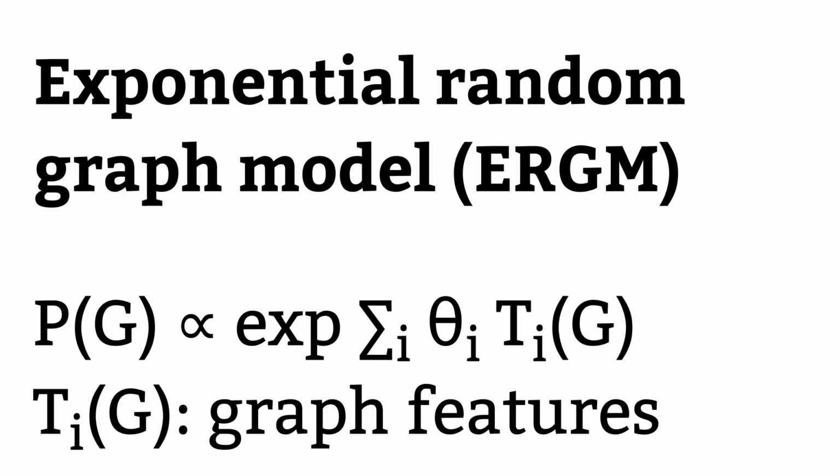The exponential random graph model allows us to specify which graph properties we expect. It assumes the log probability of a graph is a linear combination of graph features, and you are free to choose the features you want.